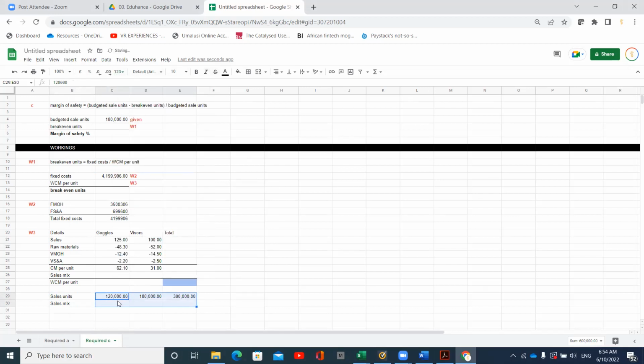So the way we're going to get the sales mix, we're going to say 120 divided by total sales, and over here, we're going to say 180 divided by total sales. So this is our sales mix. Now we can just plug that in. 0.4, 40%, 0.6, 60%. Okay, so we will say the weighted contribution is 62 times 40% and 31 times 60%.